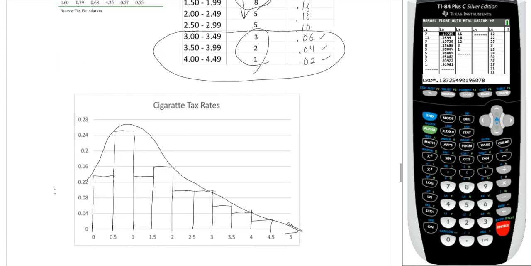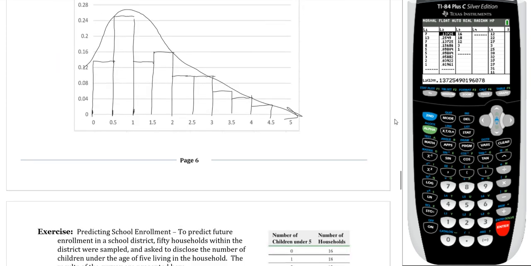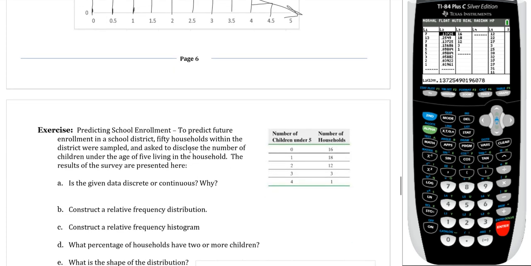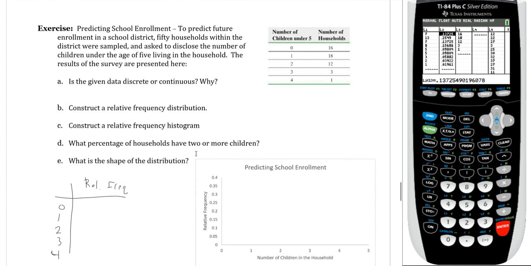Okay, so that's one example. We're going to do another one where we're also going to do some stuff with the tables and the calculator, so you can give this one a shot.